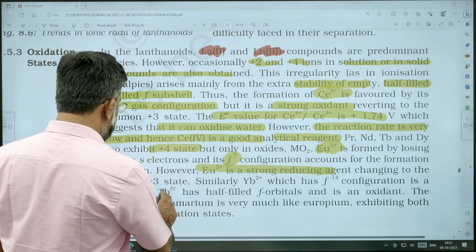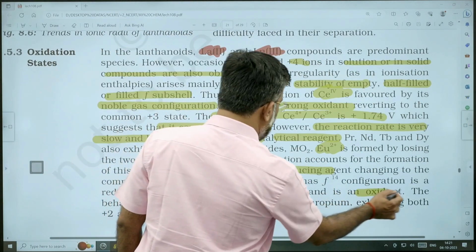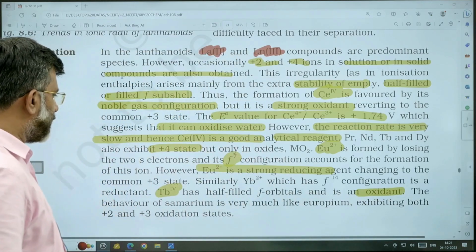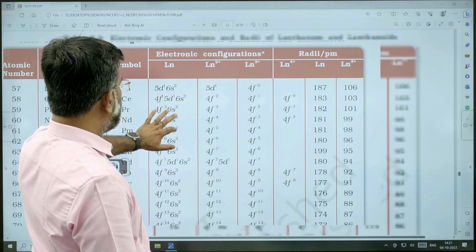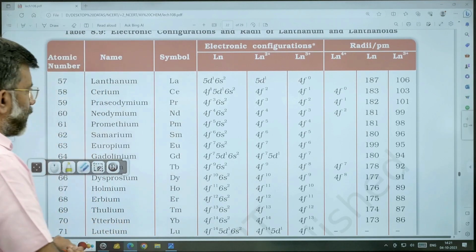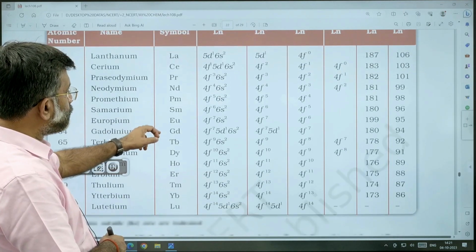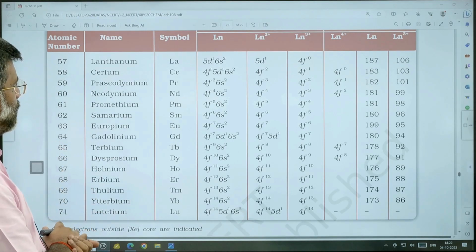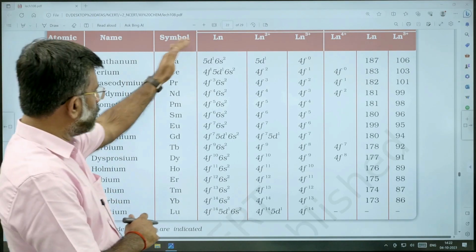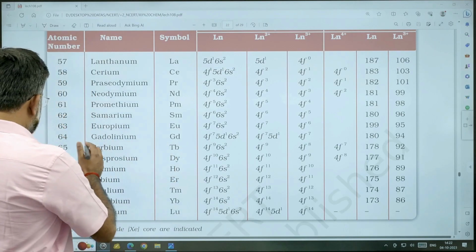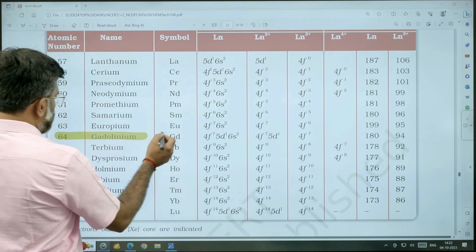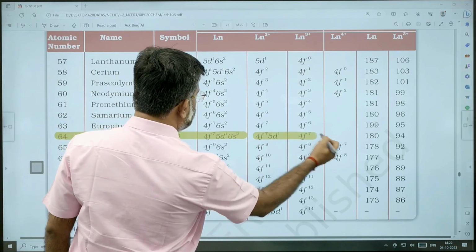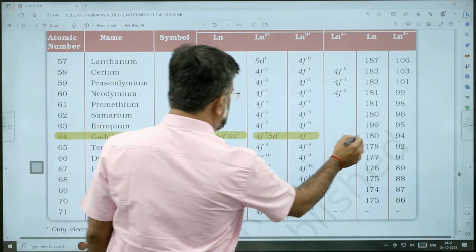You see, terbium 4+ acts as a very good oxidizing agent. This is a table explaining the electronic configuration and atomic size and so on. You must go through the configuration. I think many times you might have noticed and even discussed it in many classes.